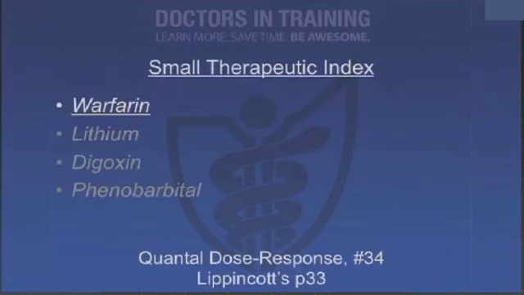Some drugs, on the other hand, have a very small or very narrow therapeutic index. The example in Lippincott is warfarin, but other drugs that have very narrow therapeutic index include lithium, digoxin, phenobarbital. And what do these drugs have in common? These are all drugs that you have to monitor drug levels on. So you have to monitor this closely because there's a very narrow therapeutic index.